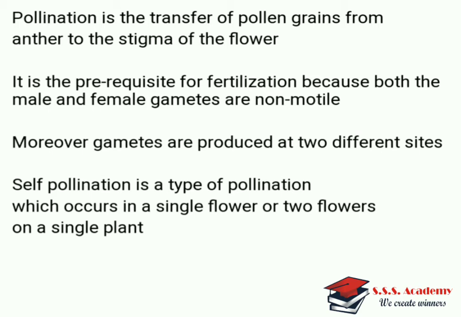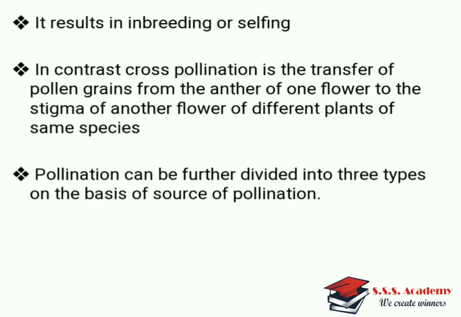Self-pollination is a type of pollination which occurs in a single flower or between 2 flowers on a single plant. So the plant is the same, with 2 flowers, and if pollination occurs between them, that is called self-pollination, and pollination within a single flower is also so called self-pollination. It results in inbreeding and selfing. So it is self on self, therefore selfing. If there are two flowers on the same plant, that is called inbreeding.